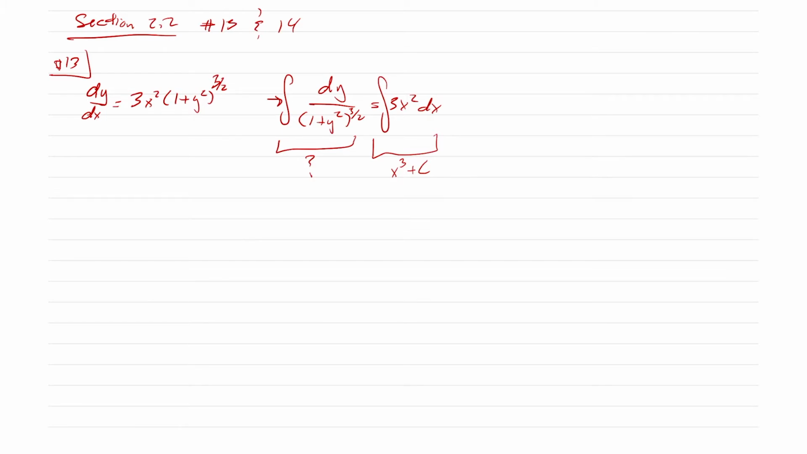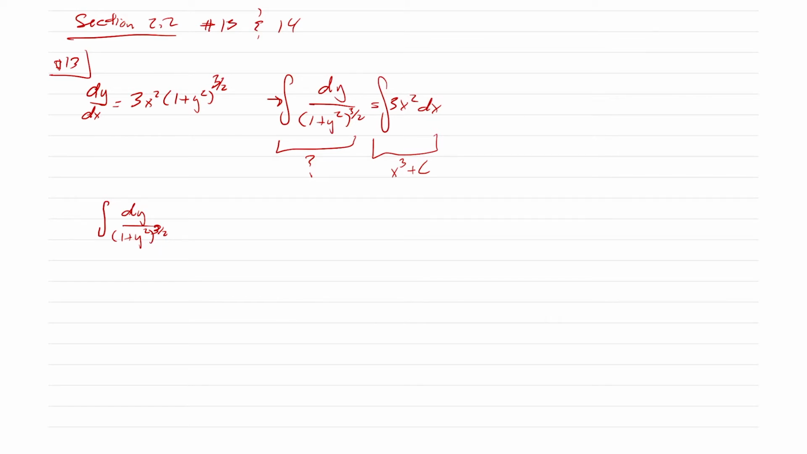So let's take a look at the second, or rather the left-hand side, and see what it gives us. If we take a look, we're trying to find the general antiderivative of dy divided by (1 plus y squared) to the 3 over 2. The significant thing to notice is that 1 plus y squared is in here. Our goal is to change this from being a 1 plus y squared to something squared, and the way to do that is to use trigonometry.